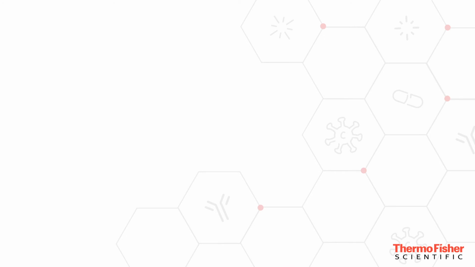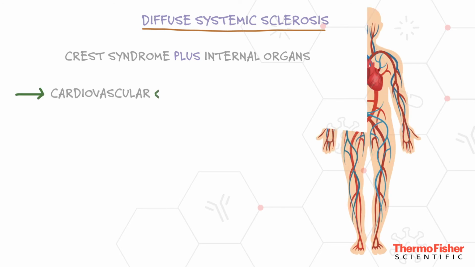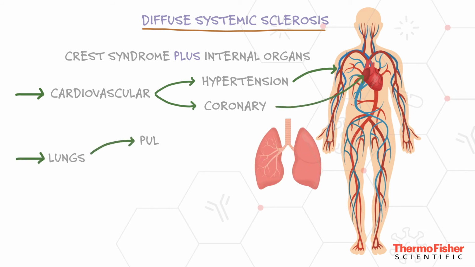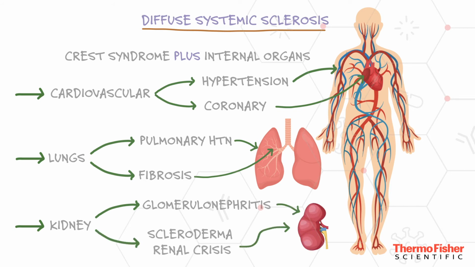The other form of systemic sclerosis is the diffuse systemic sclerosis, which is the more severe form and includes the features of CREST syndrome, plus affects many internal organs, causing cardiovascular problems, particularly hypertension and coronary artery disease, lung problems, particularly pulmonary hypertension and pulmonary fibrosis, and kidney problems, particularly glomerulonephritis, and a condition called scleroderma renal crisis.